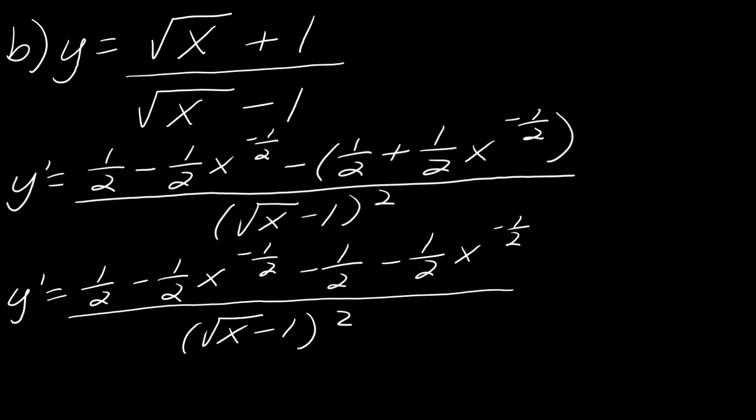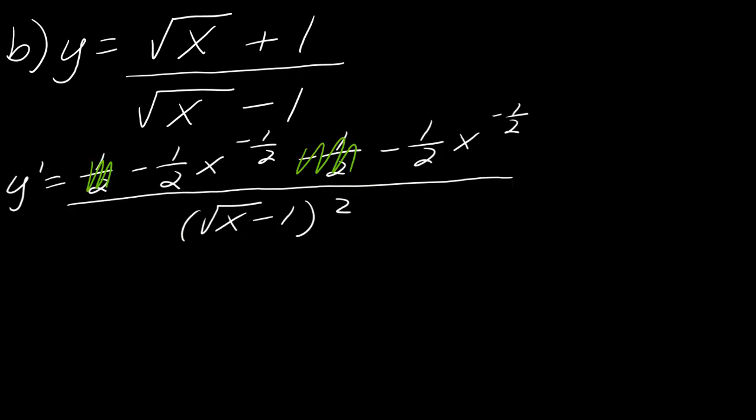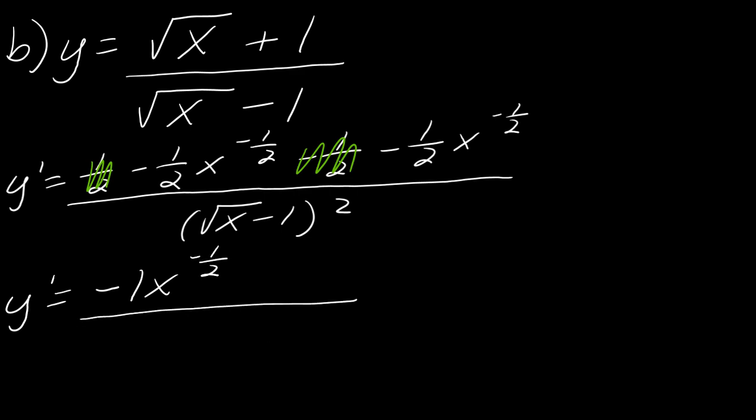Okay, so looking at my numerator now, we've got 1/2 and negative 1/2, so those are going to cancel out. And then otherwise, these two things are like terms. So let's make some space and keep going. So I've got y prime equals, so negative 1/2 minus 1/2 is just negative 1. So negative 1 x to the negative 1/2. And of course, you didn't have to write the negative 1, but I wanted to. And then I've got this square root of x minus 1 squared.